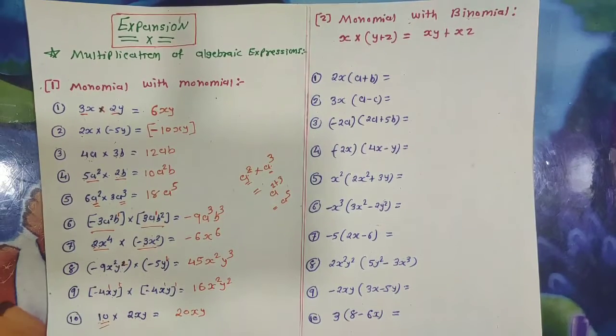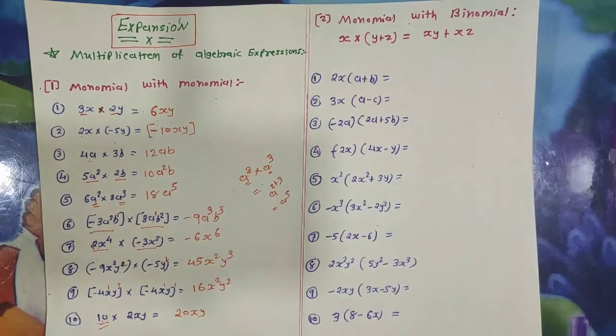Clear students? So this is the first basic expansion in which we have studied multiplication of monomial with monomial. So basically you have to remember, for the multiplication of monomials you have to multiply the constant part with the constant part and the variable part with the variable part.